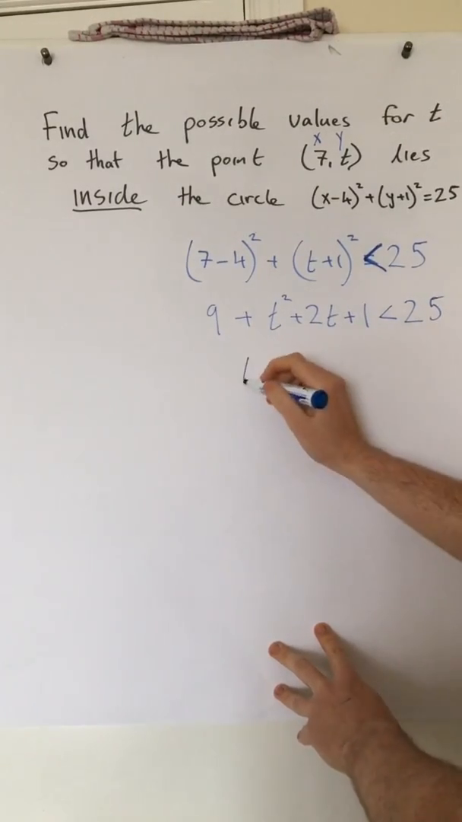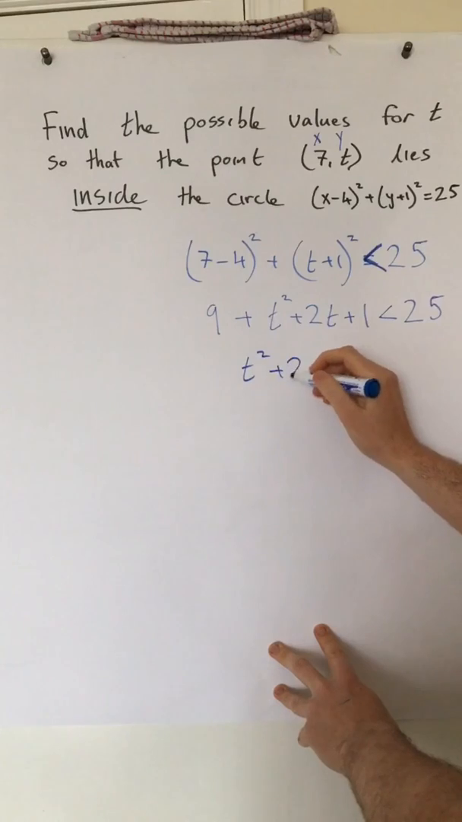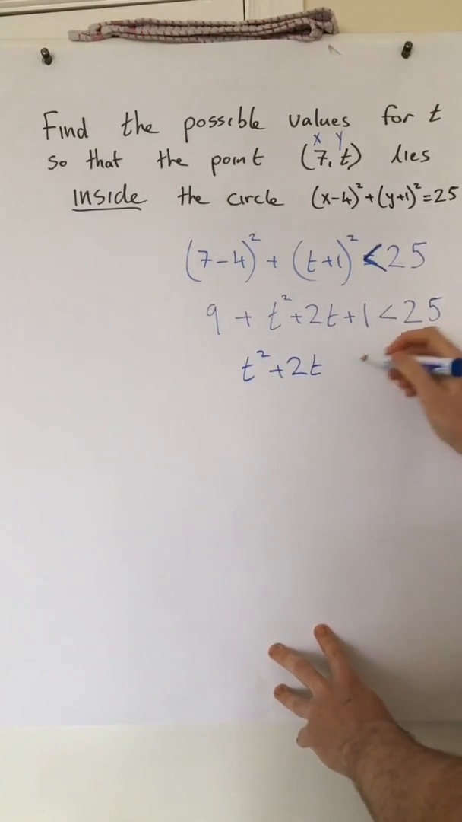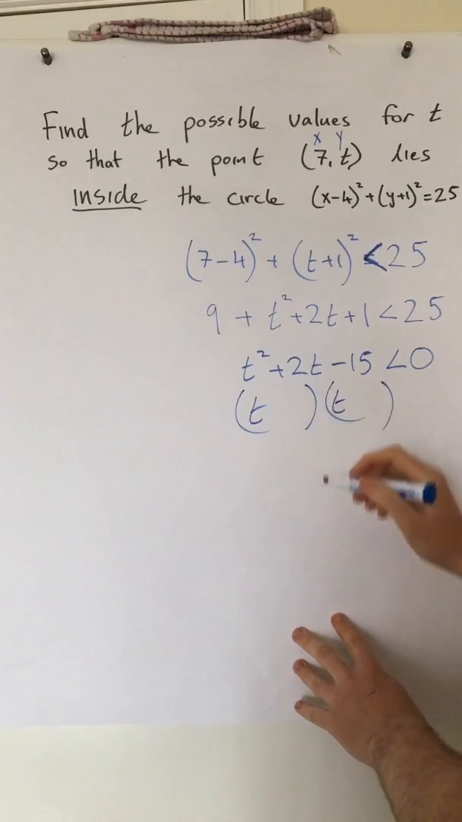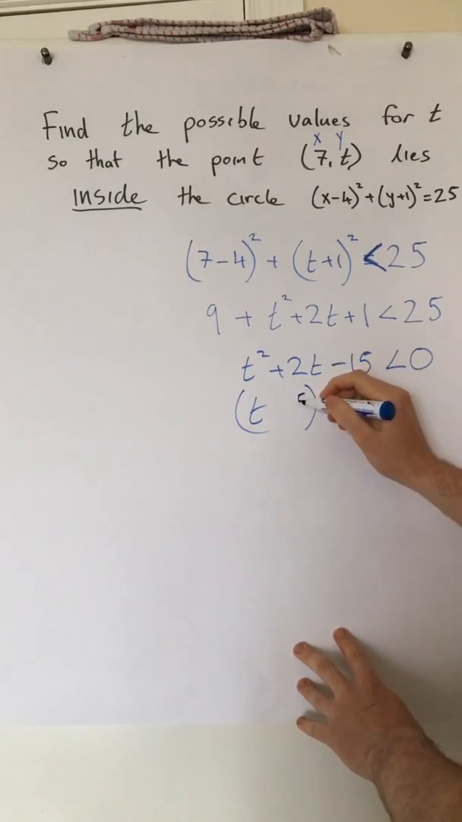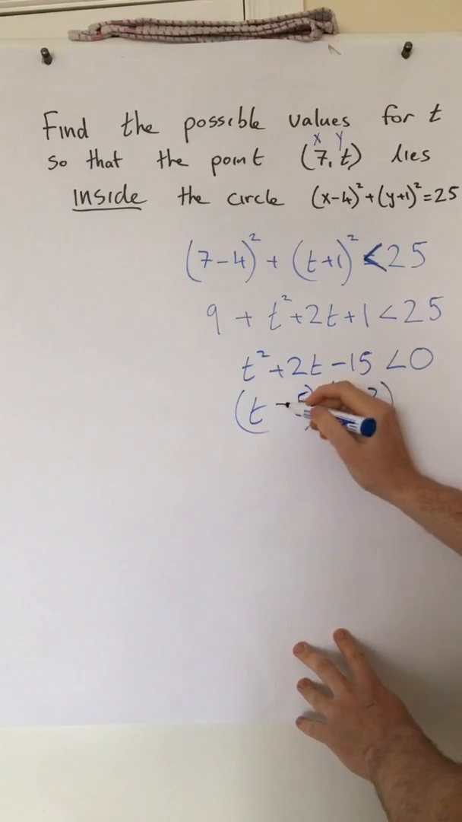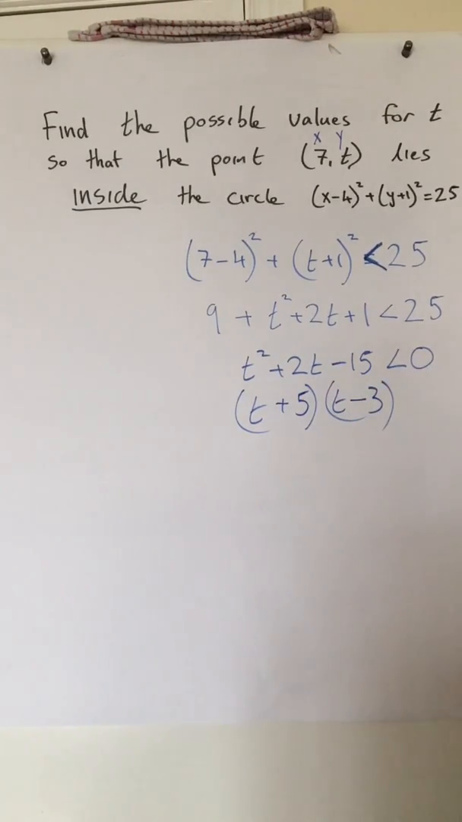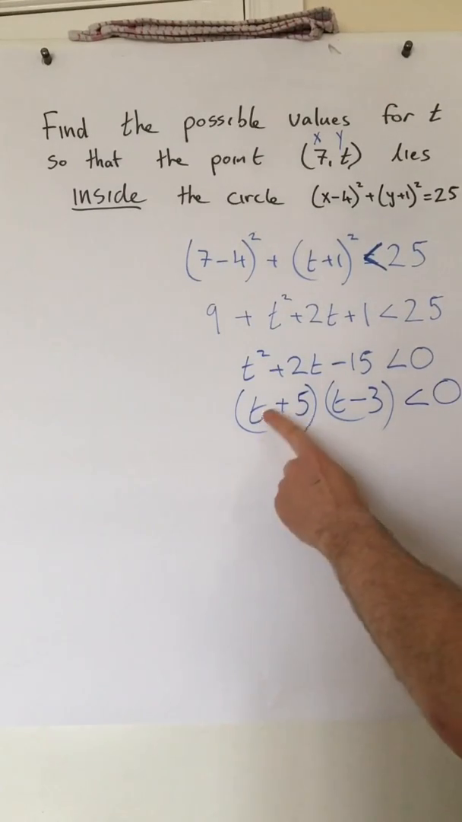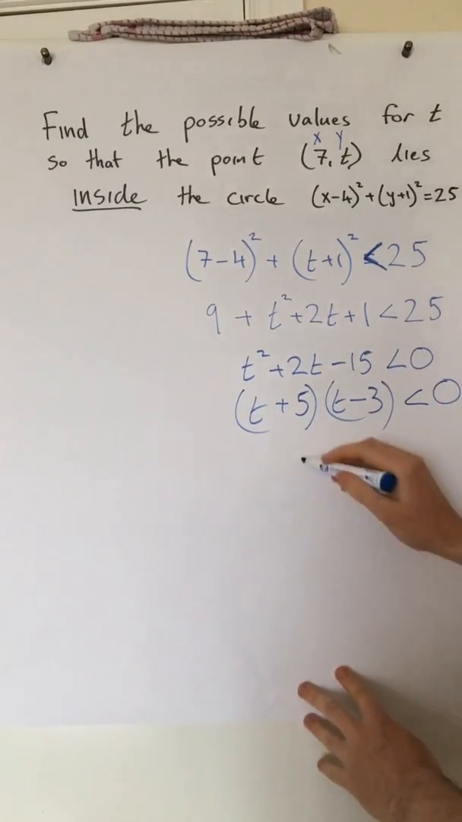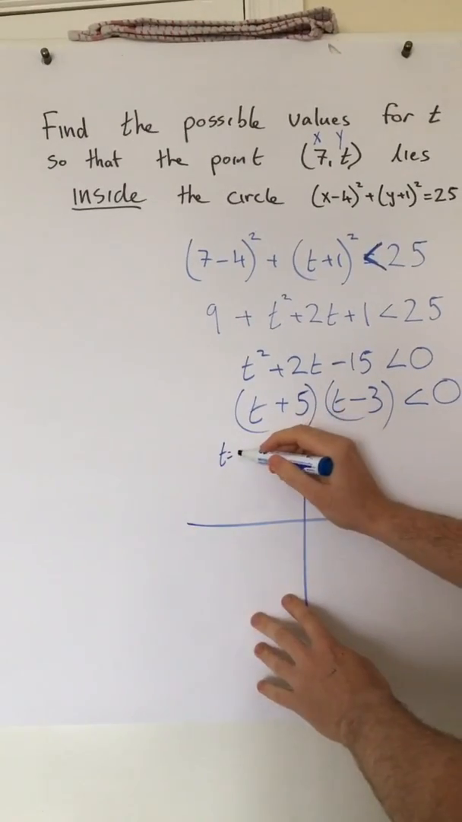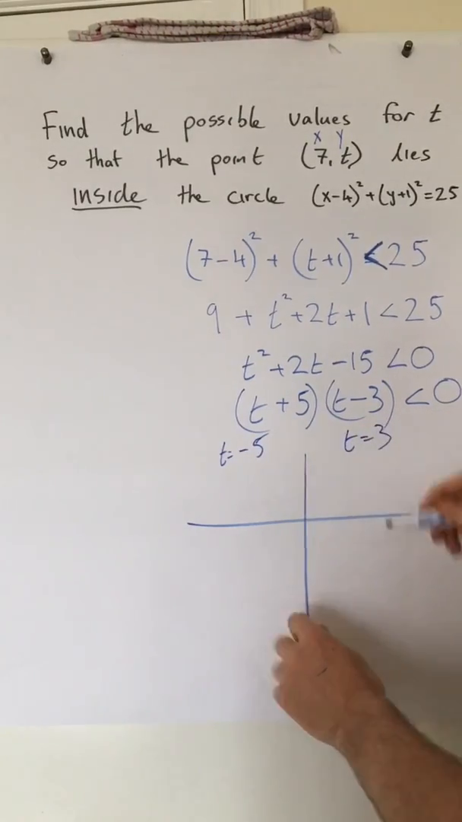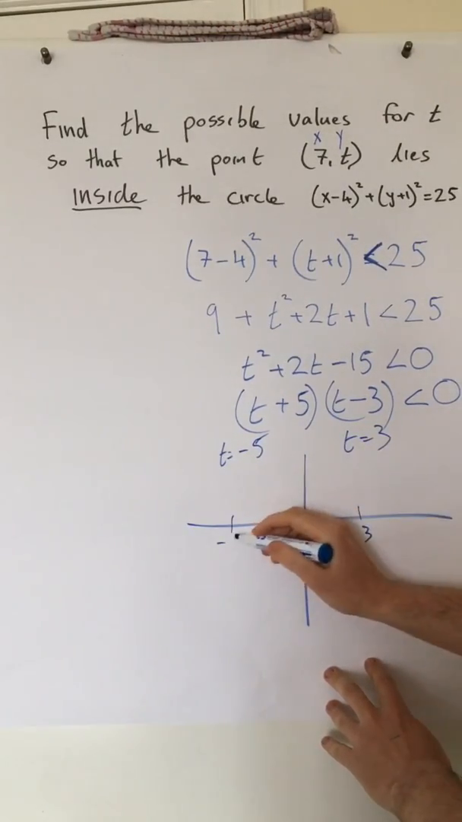This is going to be a quadratic: t squared plus 2t minus 15 is less than 0. If we solve this now, we're going to get (t + 5)(t - 3), since 5 times 3 is 15. But a little bit of revision, this is a quadratic inequality, so to do this properly, we have to draw a graph. The roots are t is equal to minus 5 and t is equal to 3. So that's 3 there, and that's minus 5.